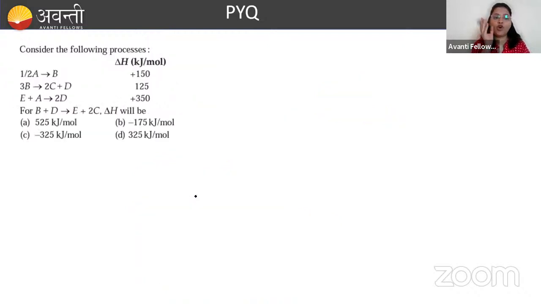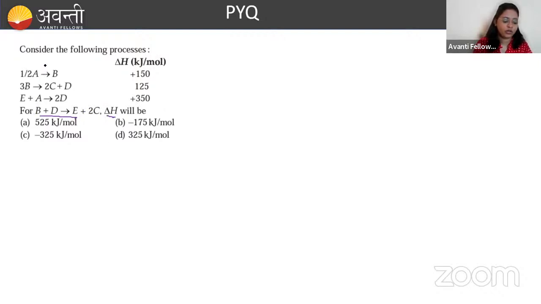Next problem, consider the following process. We have given a process, okay, we have given three processes actually. For B plus D gives E plus 2C, delta H will be. So here we need to calculate delta H value for this given reaction. B plus D gives E plus 2C.